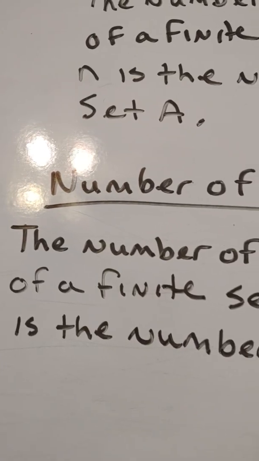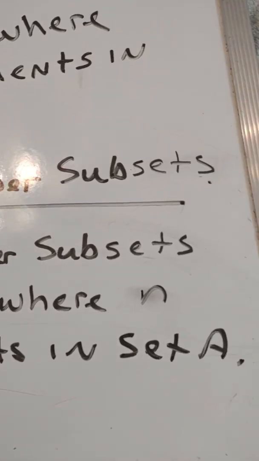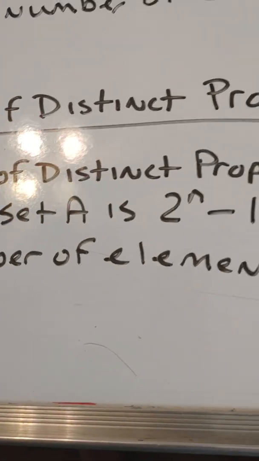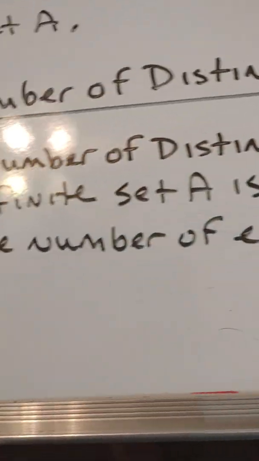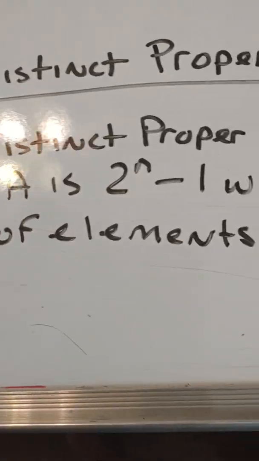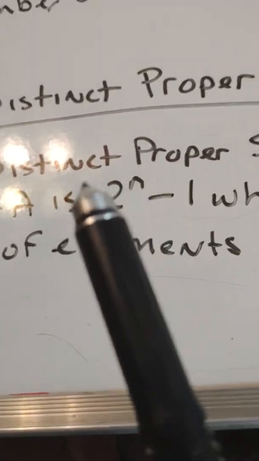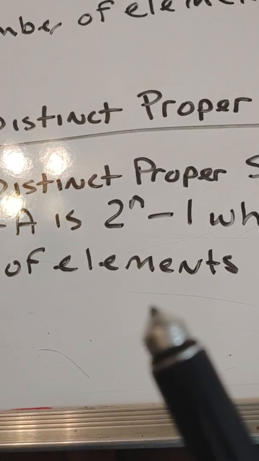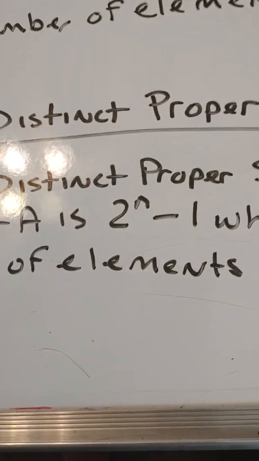Another definition is the number of distinct proper subsets. It says the number of distinct proper subsets of a finite set A is 2 to the n minus 1 power, where n, again, is the number of elements in set A. So we have the minus 1 because, remember, proper means that the subset doesn't have all the elements that are in the set. So again, if we look at the example problems.